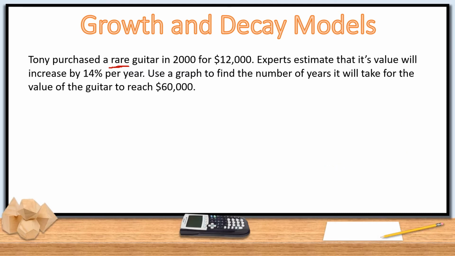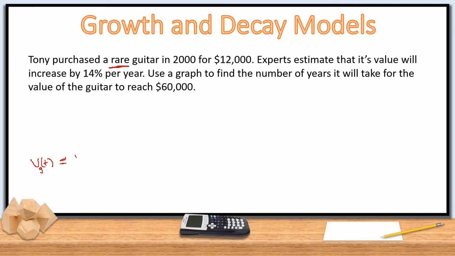All right, so rare guitar in 2000 for 12 grand. Experts estimate that its value will increase by 14% per year. Find the number of years it will take for the value of the guitar to reach 60,000. So our function, the value over time of this guitar, and sometimes you'll see a lowercase letter in the subscript, just used to describe what we're talking about. So V_G of T might be value of guitar over time. So just be aware that that could pop up. It doesn't really mean anything when it's in the subscript.